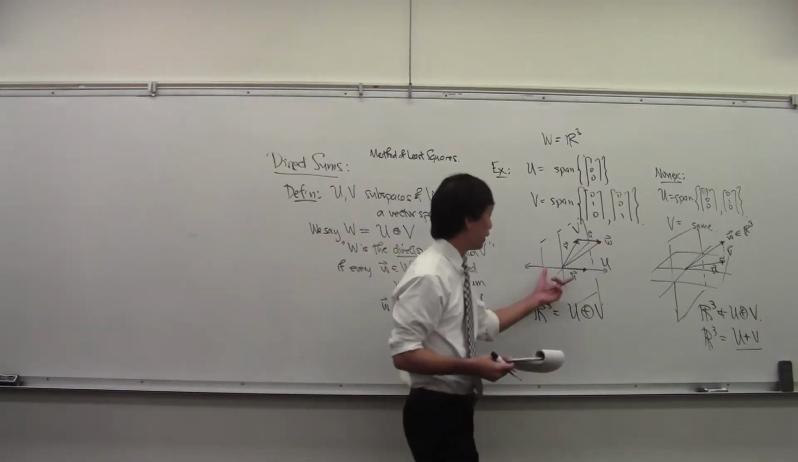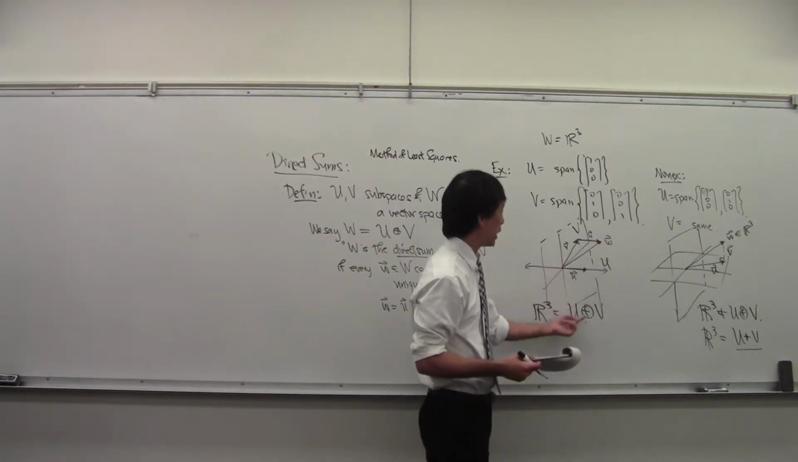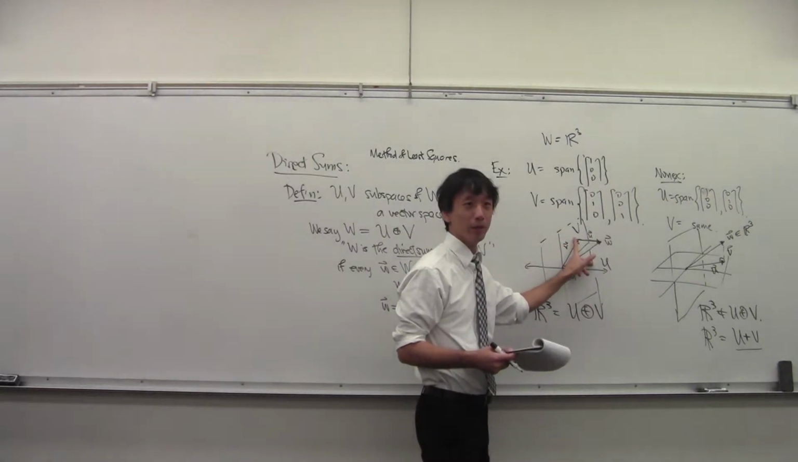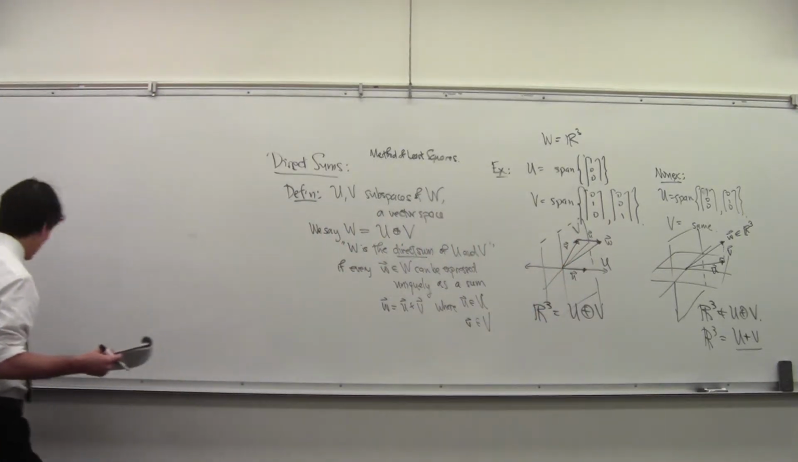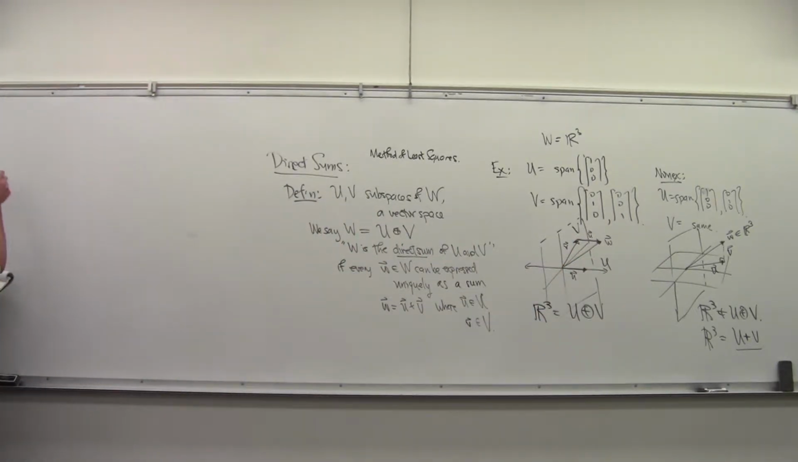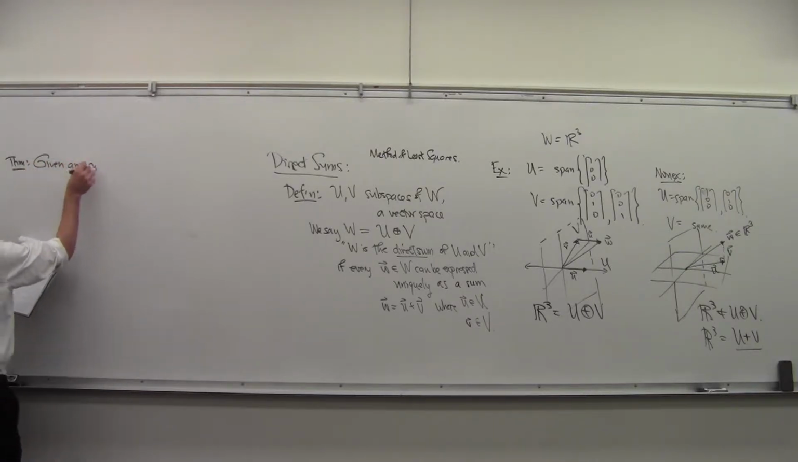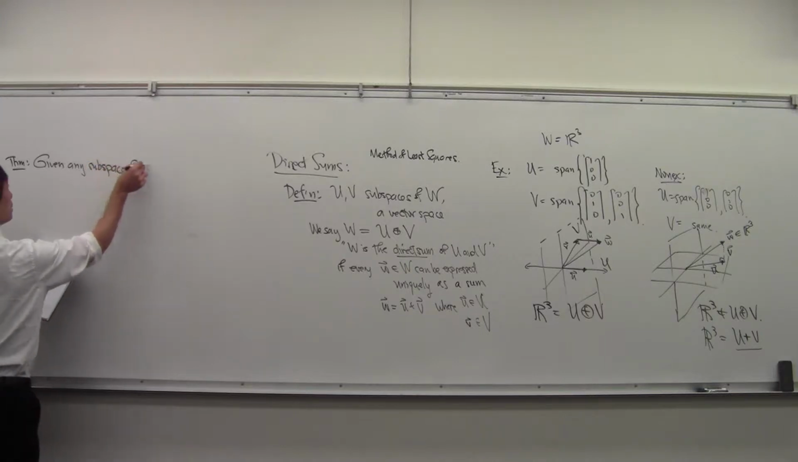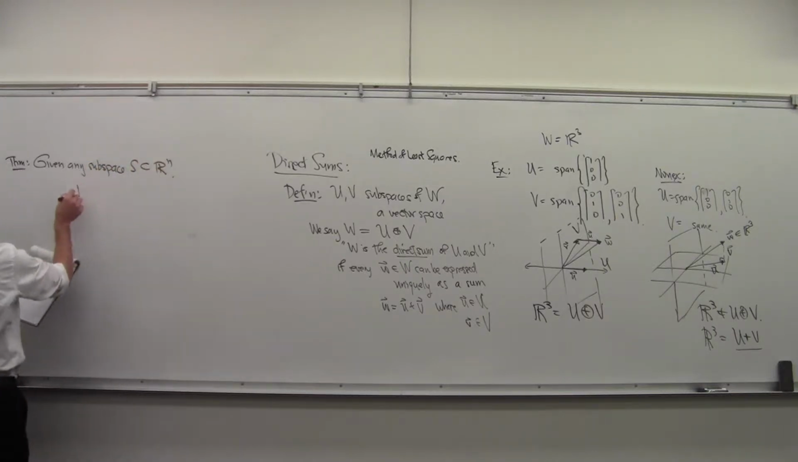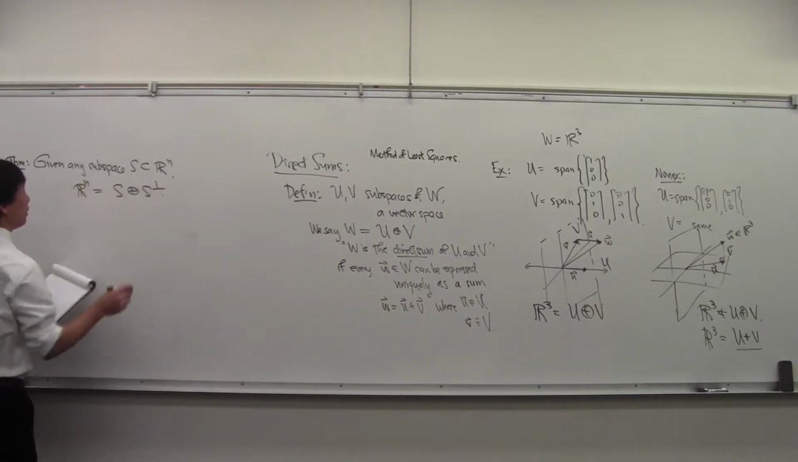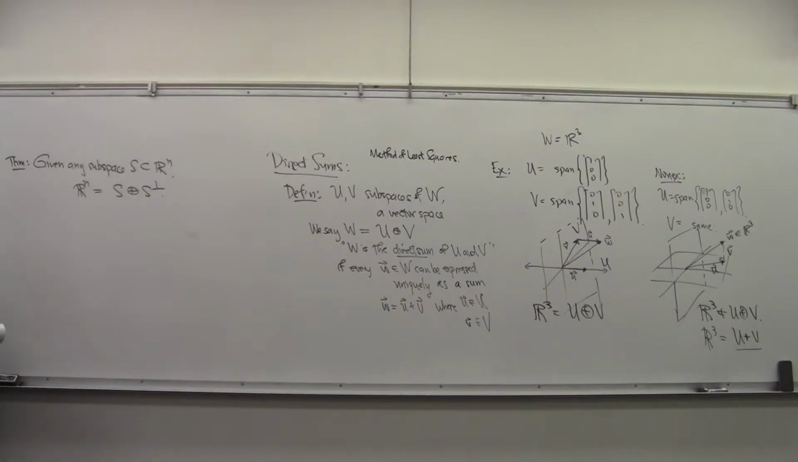One thing you might notice over here is that this U and V are actually orthogonal complements of each other. And it's actually true in general, in this theorem, that given any subspace S in Rn, we can decompose Rn into a direct sum of S and its complement.